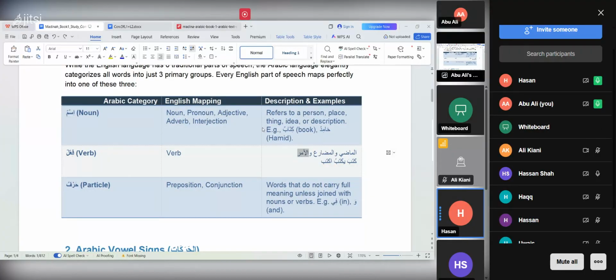Okay. Can you repeat the pronunciation of the past verb? Yes. الماضي. Al-Madhi. أحسنت. الماضي. Thank you. المضارع. الأمر. Okay.